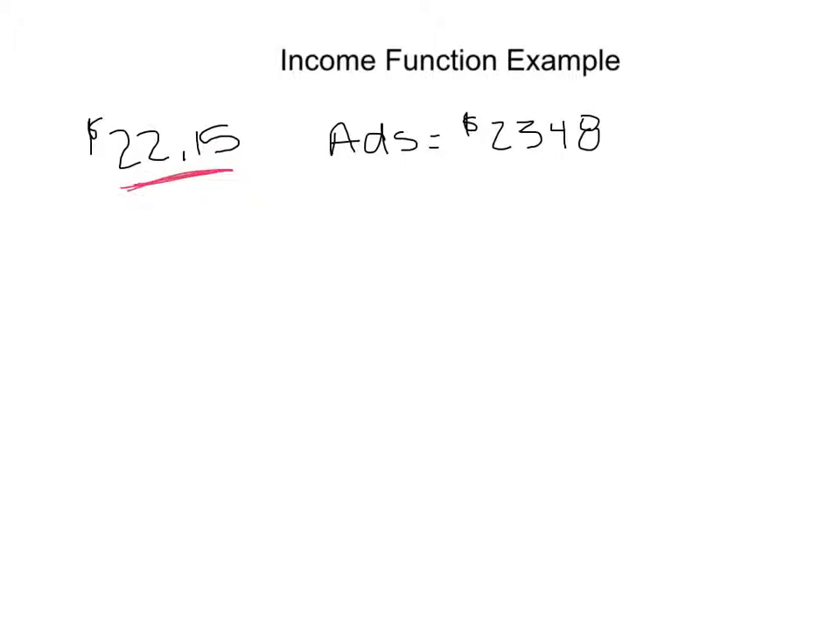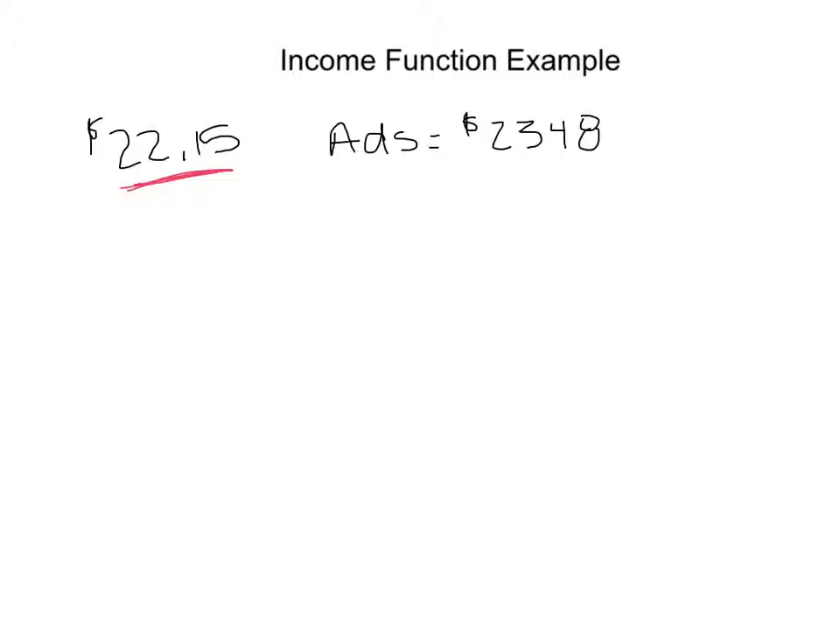So let's look at an example. Let's say that we are making jeans, and we know that we earn $22.15 for each pair of jeans we sell. We also have some additional income maybe coming in from ads or something else. That is $2,348. So we can write a function for this based on our information. We know that each pair of jeans gets us an income of $22.15. Since that's per jeans, that tells us this m in our equation. This will be a y equals mx plus b type equation.